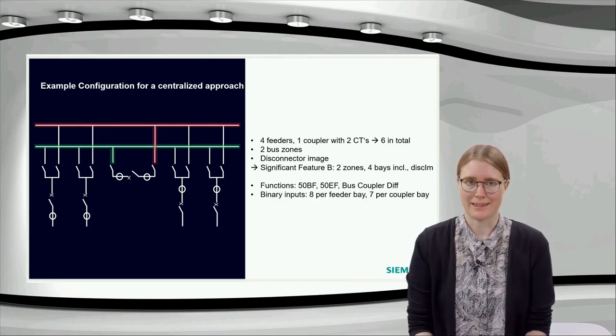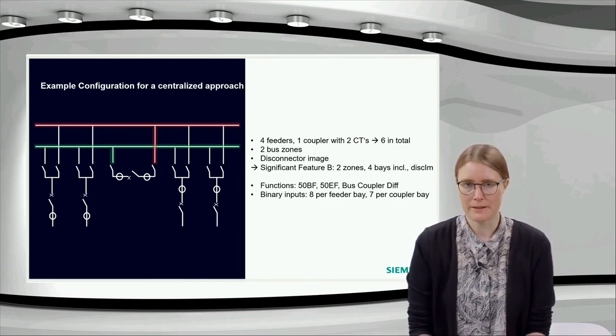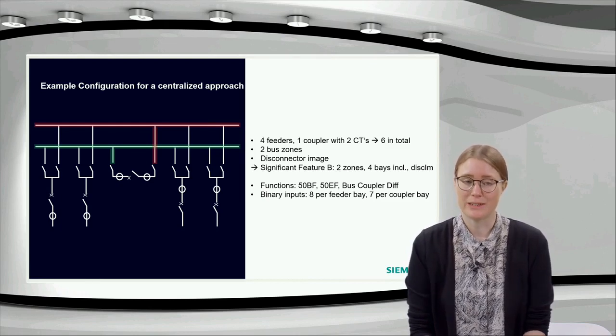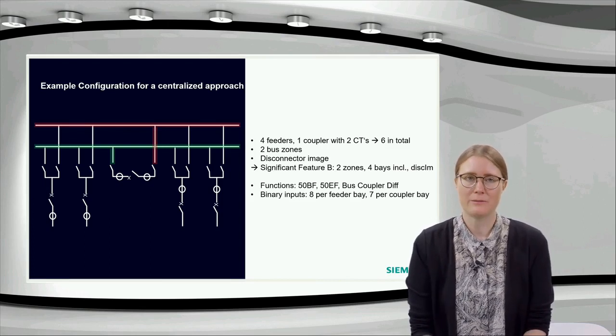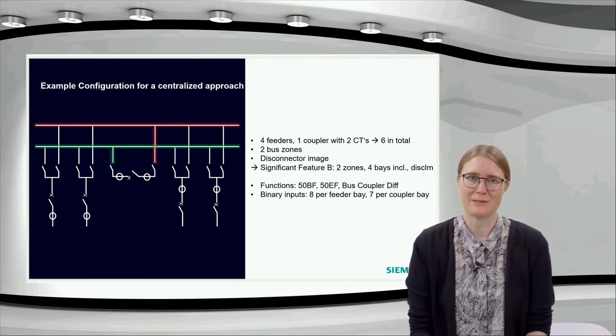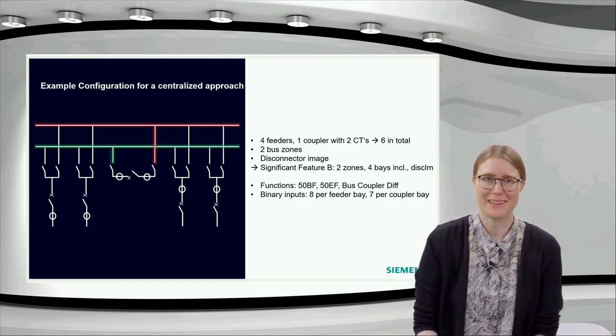And let's talk about binary inputs. Here I want to configure 8 per feeder bay. The 8 are 2 for each disconnector, meaning 4 in total for these 2 disconnectors, and 3 for the circuit breaker, where 2 of them are for the circuit breaker position and 1 for the circuit breaker close command. And the eighth binary input that we need is the start signal for the circuit breaker failure protection. For the coupler bay, we only need 7 binary inputs because there we don't want to configure an external additional circuit breaker failure protection.